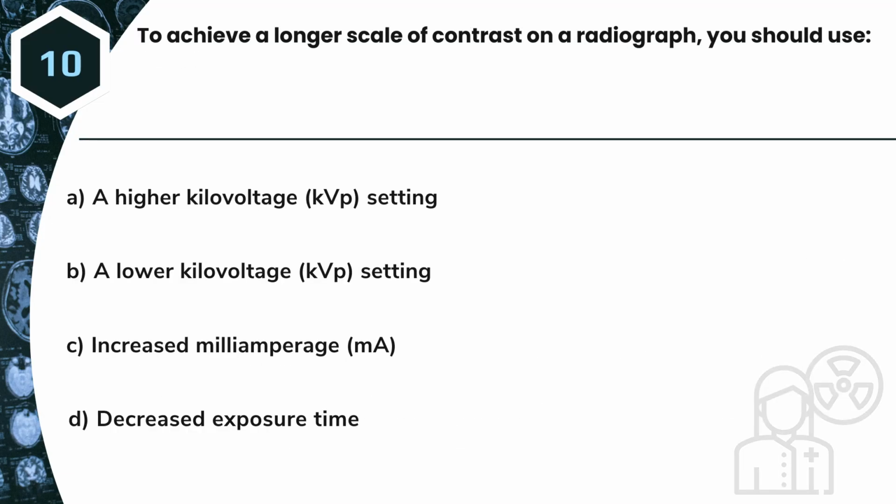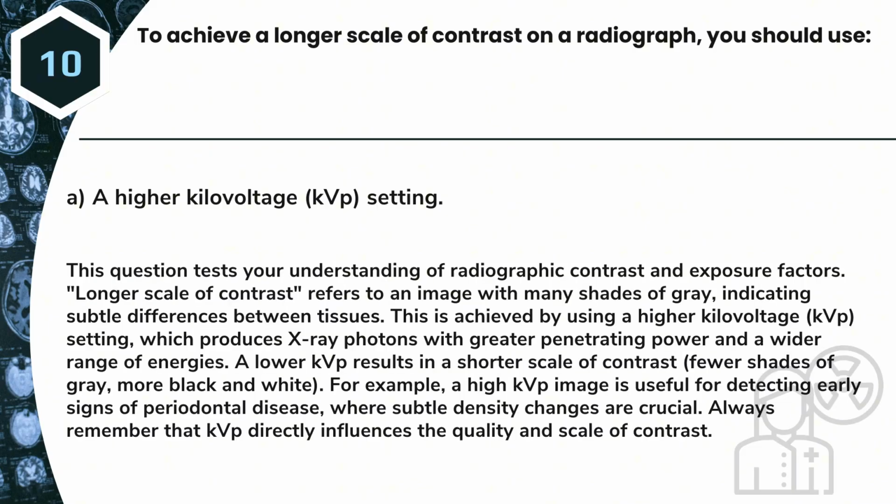Question 10. To achieve a longer scale of contrast on a radiograph, you should use A. A higher kilovoltage, kVp, setting. B. A lower kilovoltage, kVp, setting. C. Increased milliamperage, mA. D. Decreased exposure time. Answer A. A higher kilovoltage, kVp, setting.